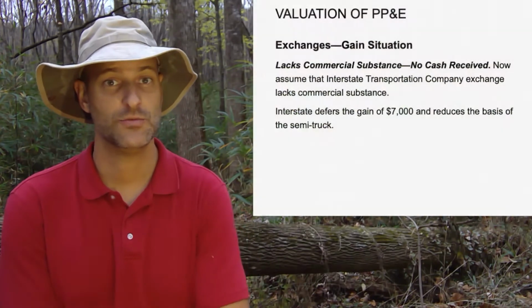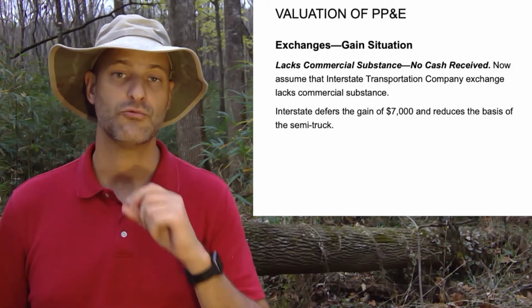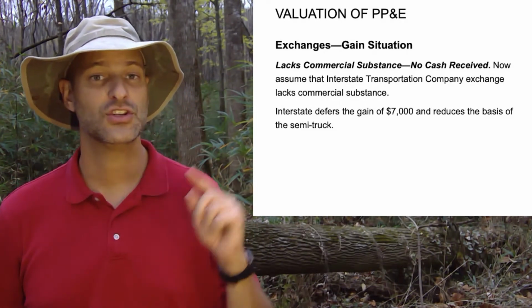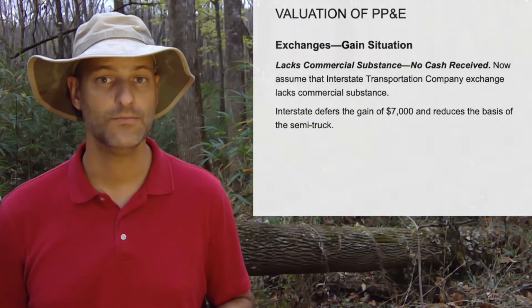Now, let's assume the same transaction except it lacks commercial substance. So instead of getting to recognize the $7,000, we have to defer the gain on the $7,000. And note, we did not receive any cash. Because we didn't receive any cash, we get to recognize none of the gain. We defer the whole thing. Now, if in this transaction we had received cash, then some of that gain we would actually get to recognize. But because we didn't receive any cash, we get to recognize none of the gain.